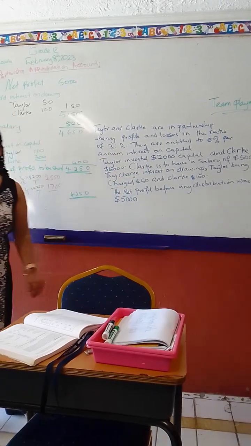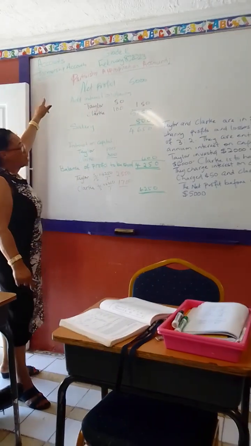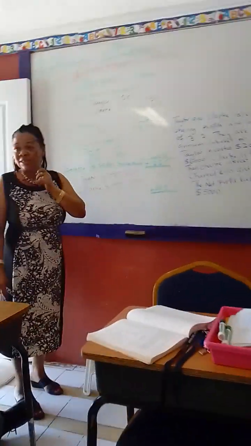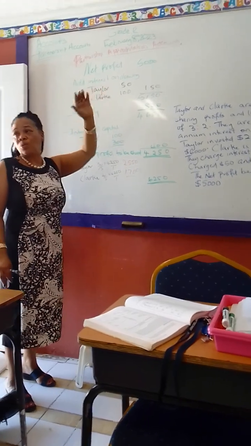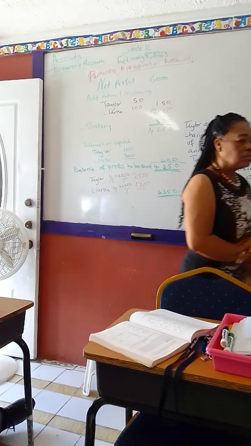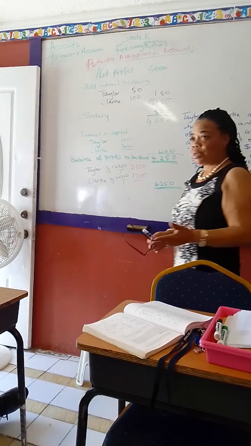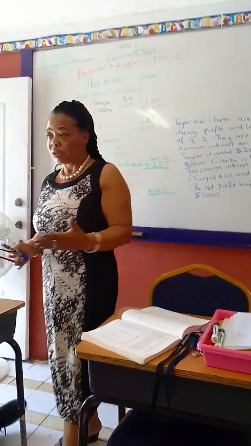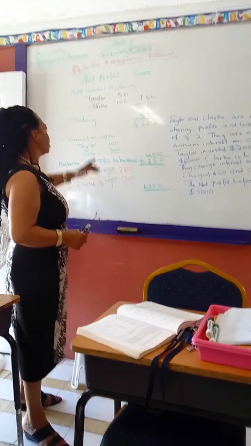What are we trying to get here? We're trying to get the basic principle of the appropriation account. We're getting the partnership appropriation account. And what does the word appropriation mean? Appropriate means a share. How are we going to distribute the profit is what we're talking about right here. So, this is how we're going to share it.